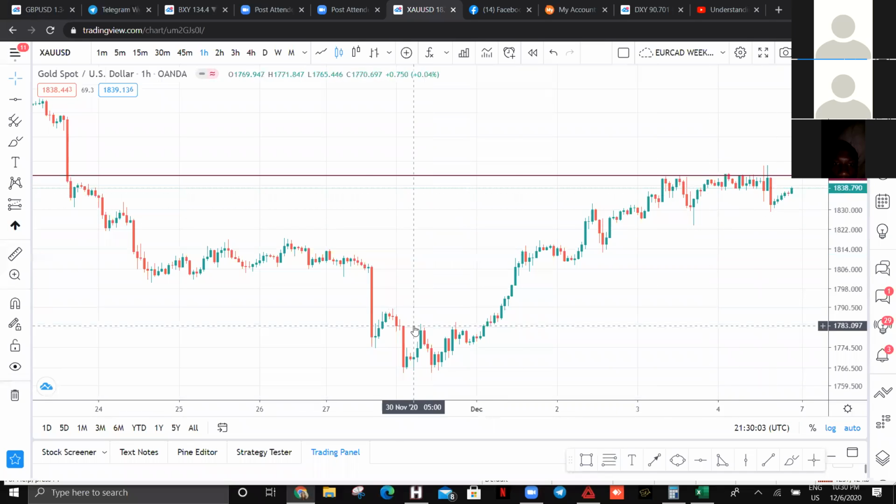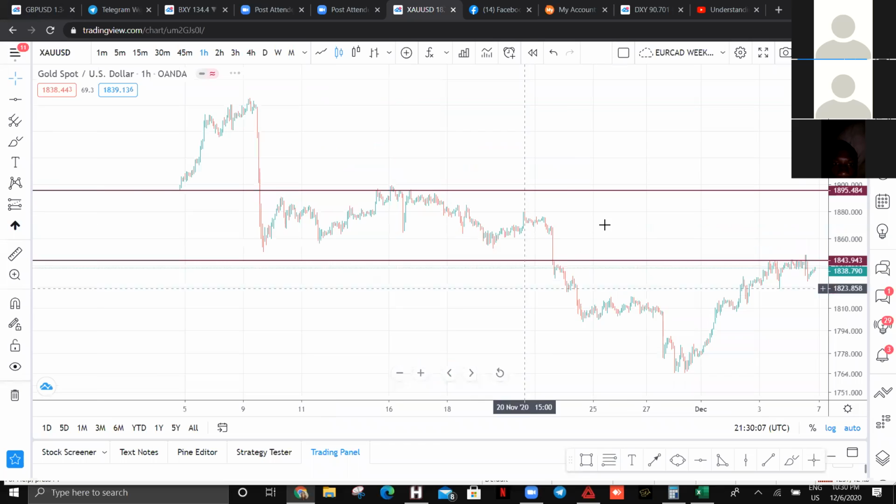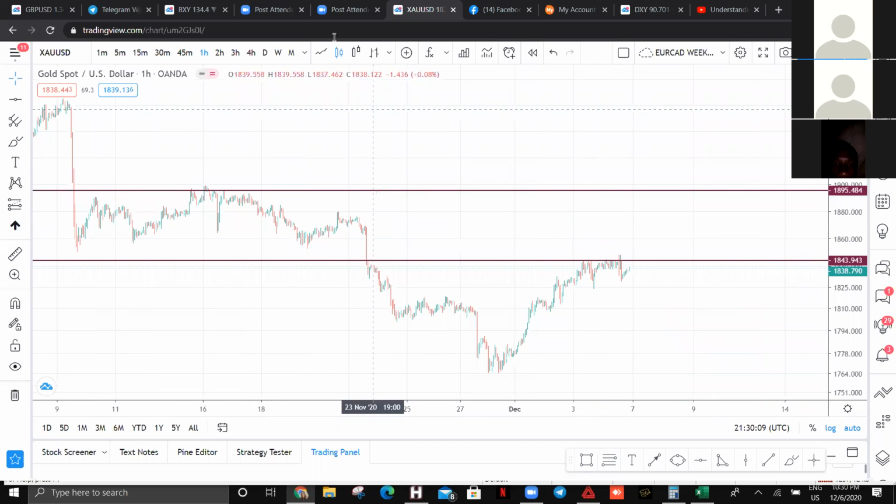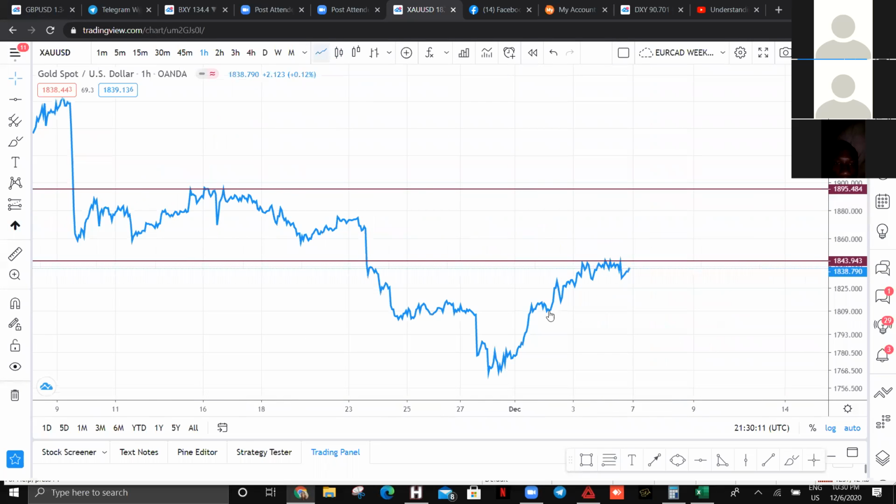You can see what's happening here. Let me squeeze it. Change it to line chart. This is within this area, so I can't use it. I will use this one here.